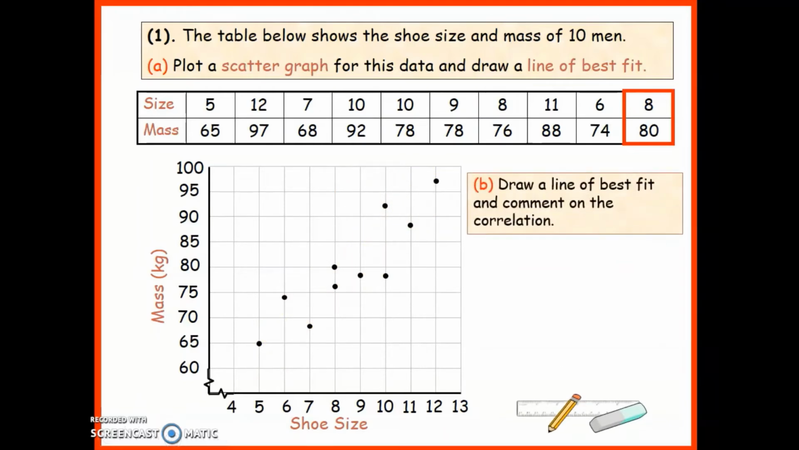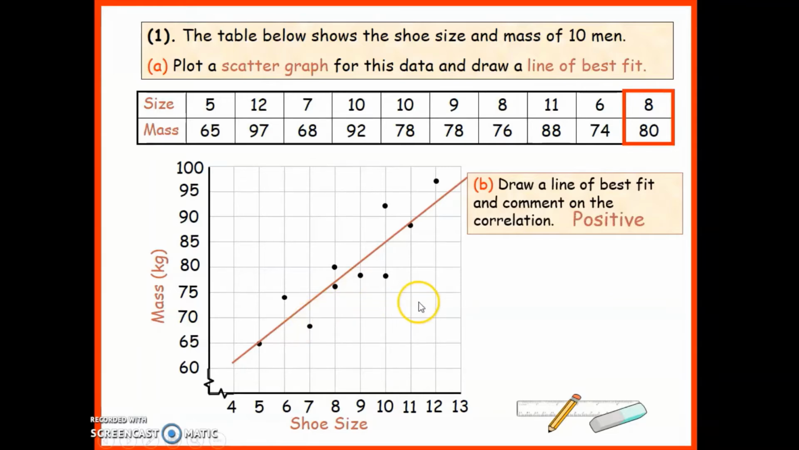I'm going to add on a line of best fit. So using my ruler, I'm going to draw a line of best fit, remembering that I want to go through the center of the data, keeping the same amount of scatter points above as below. So that looks like a pretty good line of best fit.